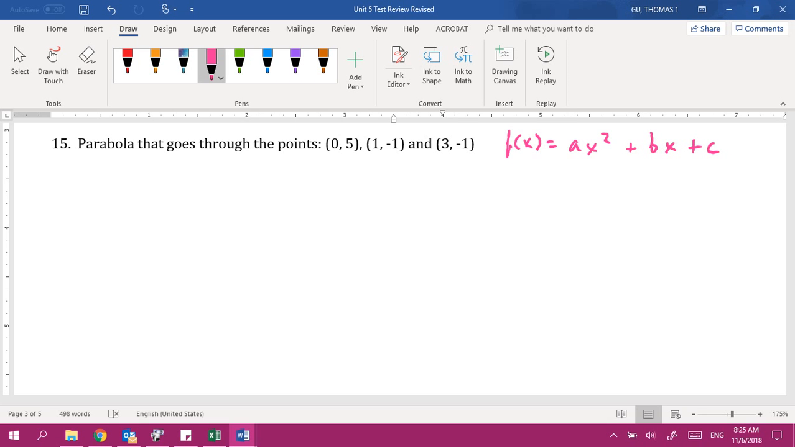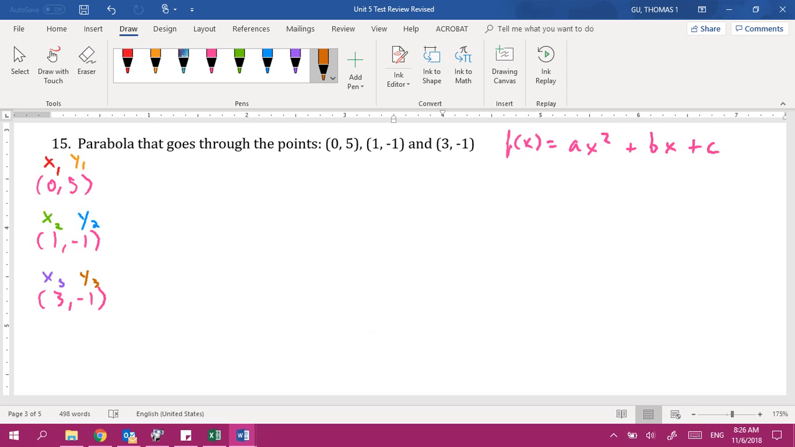And so what we're going to do is we're going to take each of the points. This is where you have to write 3 equations and put them into a system of equations. All right, so I'm going to label this as x1 and y1, x2, y2, x3, and y3. That just lets me know to keep these x's and y's together.